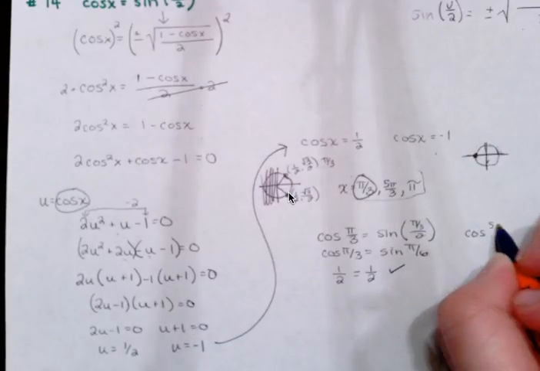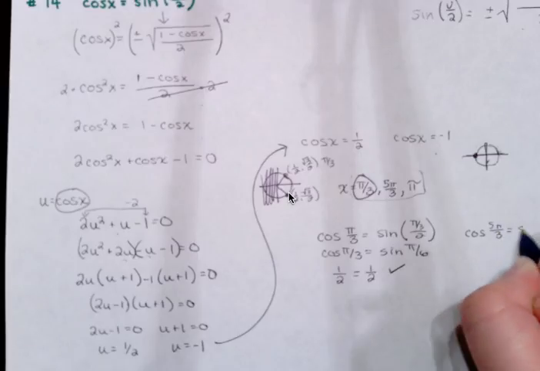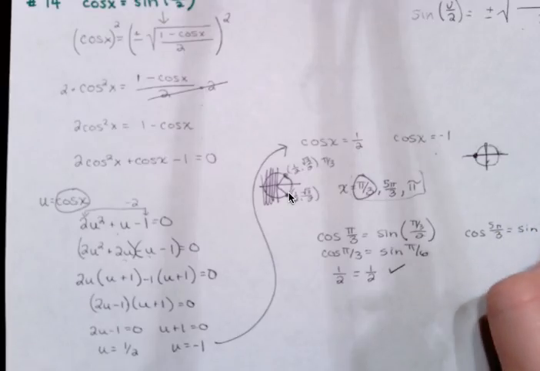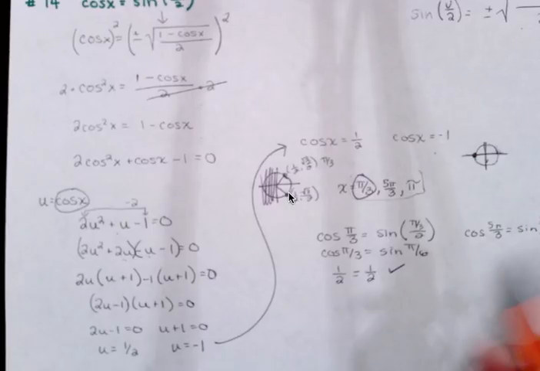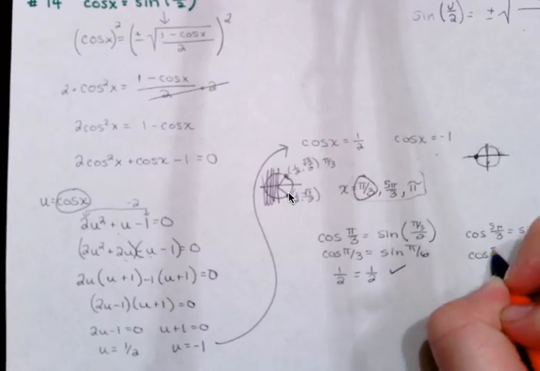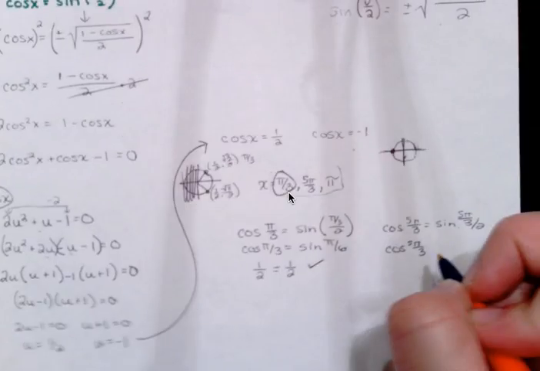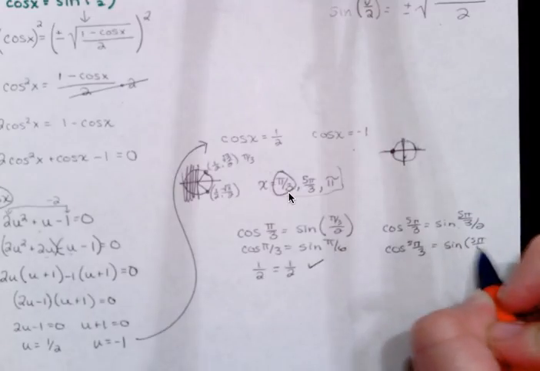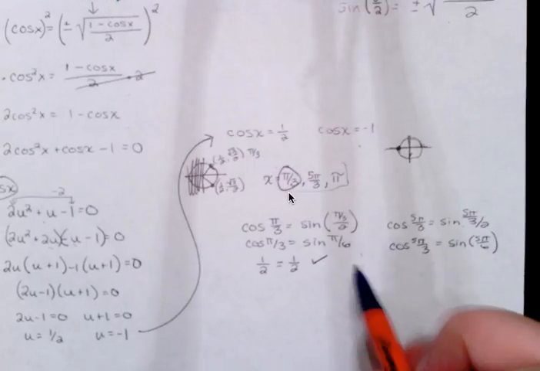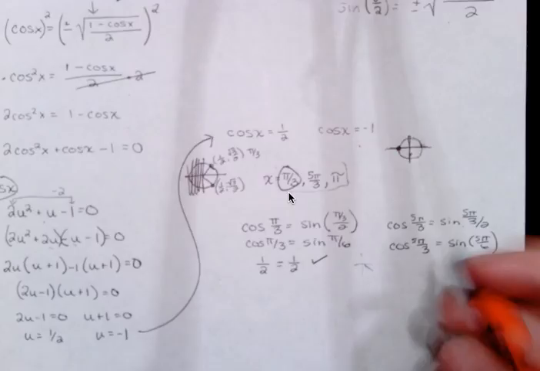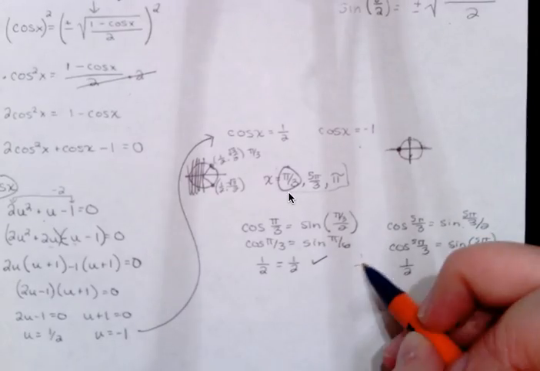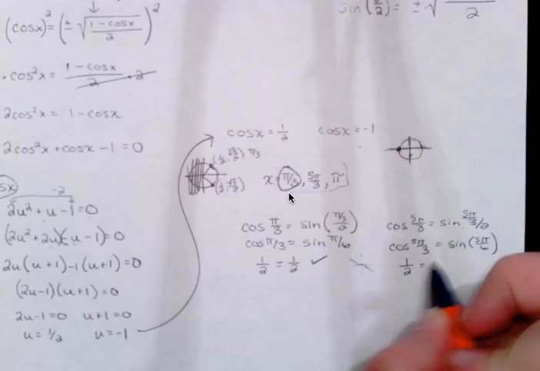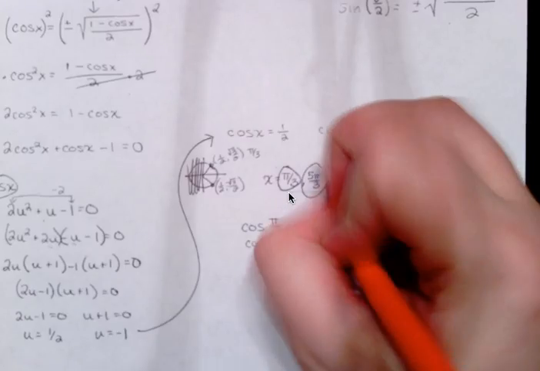Check cosine of 5 pi over 3 and sine of 5 pi over 3 divided by 2. Well, I know this is still cosine of 5 pi over 3. Oops, sorry. This becomes sine of 5 pi over 6. Cosine of 5 pi over 3. Well, that's in this quadrant, so that's 1/2. And then sine of 5 pi over 6 is over in this quadrant. It is also 1/2. That one works.